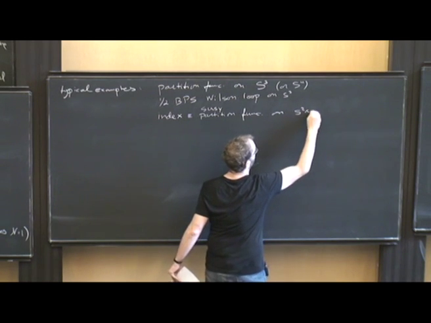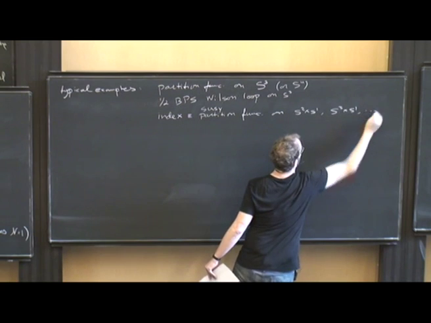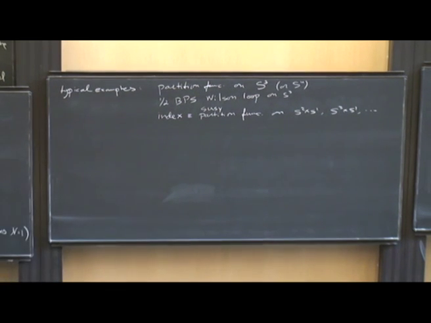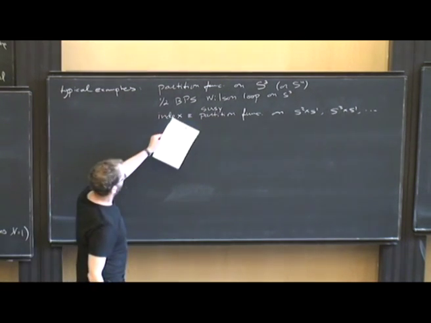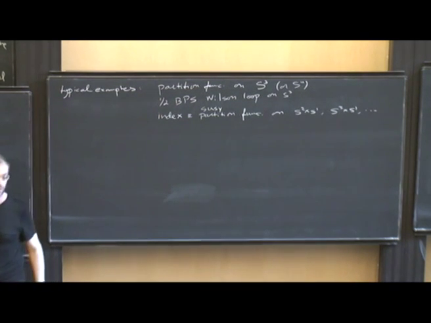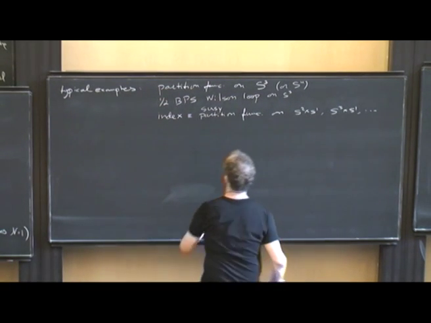On S2 plus S1, S3 plus S1. So if you have a circle, you can calculate the thermal partition function, but in this case, what we are calculating is not a thermal partition function, but a supersymmetric one. So you use supersymmetry preserving boundary conditions along this S1.